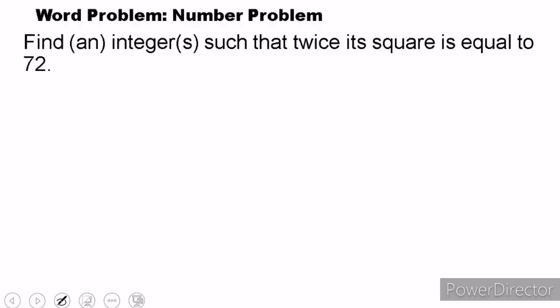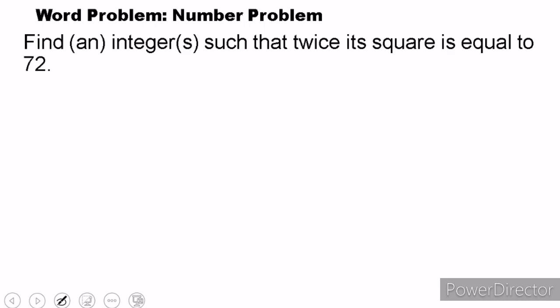Hello grade 9 students for another video lesson in mathematics. Okay, so in this video, magsasolve naman tayo ng mga worded problem regarding or involving quadratic equations. So, to be more specific, yung sasolve natin ngayon is all about number problem. Okay, let's read the problem. Find an integer or find integers such that twice its square is equal to 72.